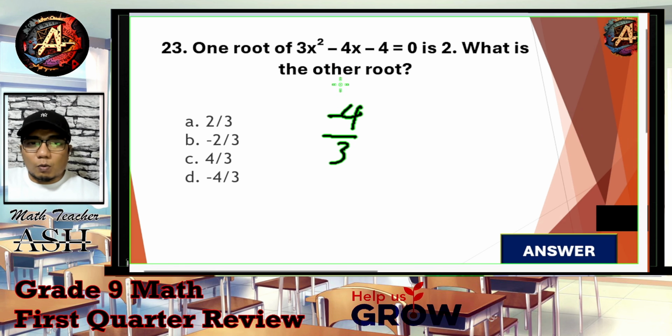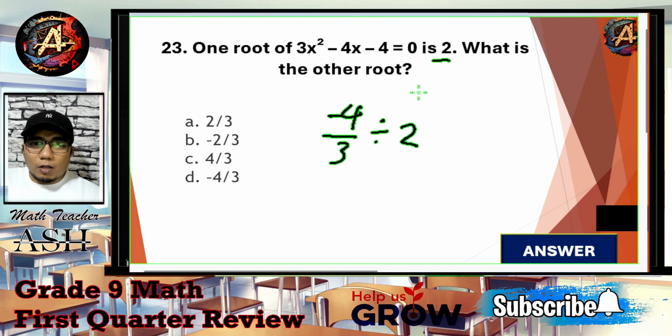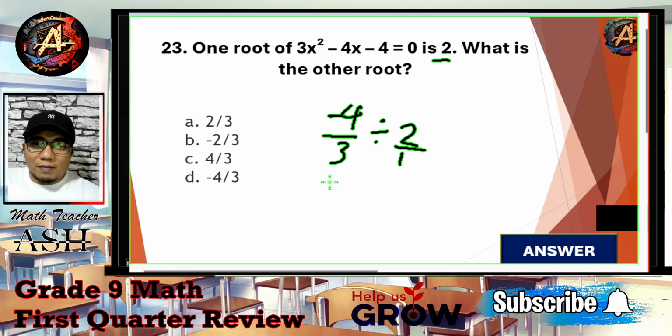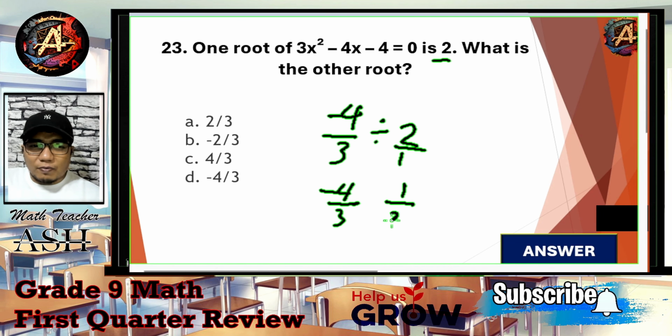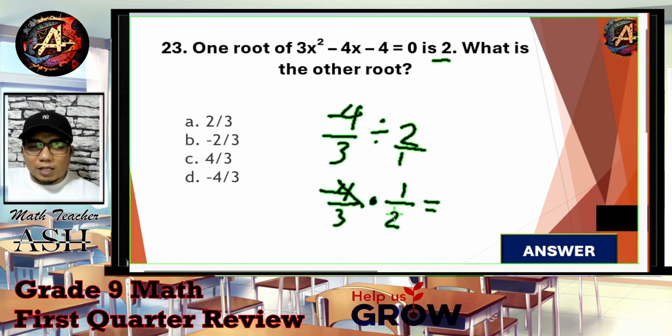Now, if this is our product and one of our roots is positive 2, then what you will do is divide this by 2. And of course, remember in the rule of dividing fractions, a whole number has an invisible 1 under it. So, you just use the KFC, keep, flip, and change the sign into multiplication. So, that will be negative 4 over 3, keep. Then your second will be flip, 1/2. And then the divide will be multiplication. Of course, you can use cross cancellation in this part.